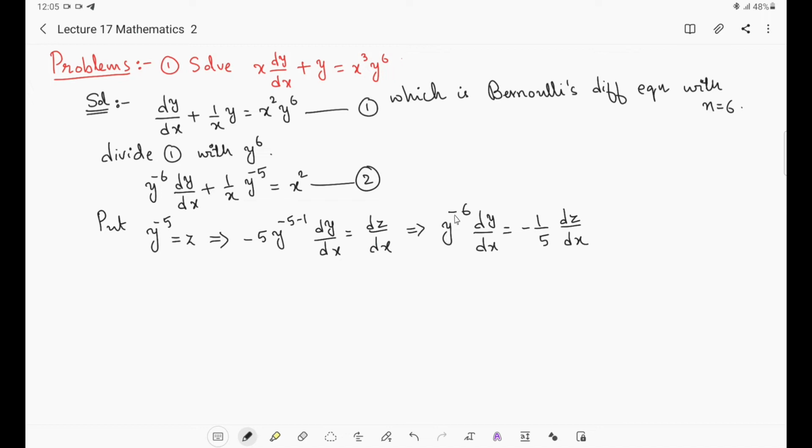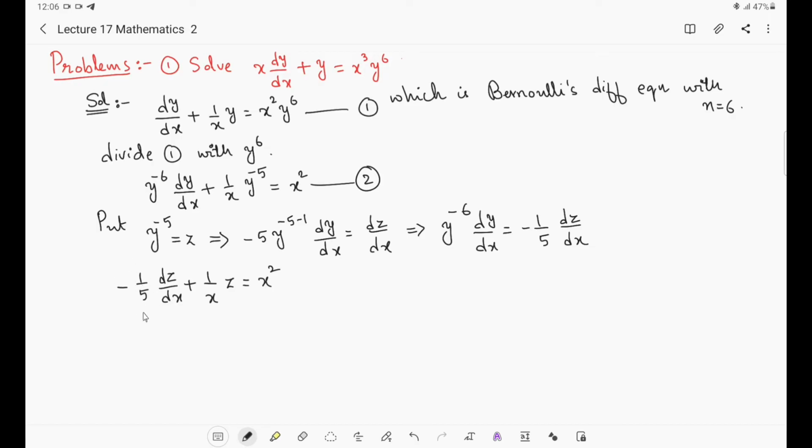So what will happen? y power minus 6 dy by dx will become minus 1 by 5 dz by dx plus 1 by x as it is, and this y power minus 5 will become z equals to x square, right? We need to remove this minus 1 by 5.